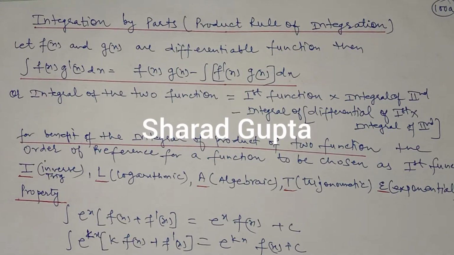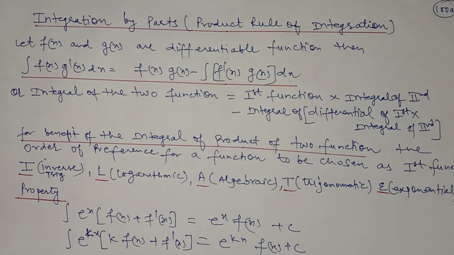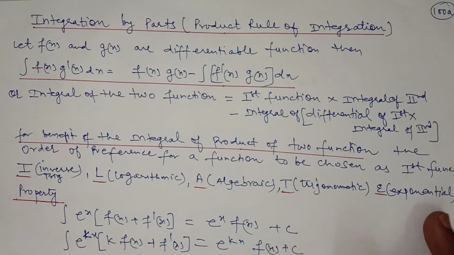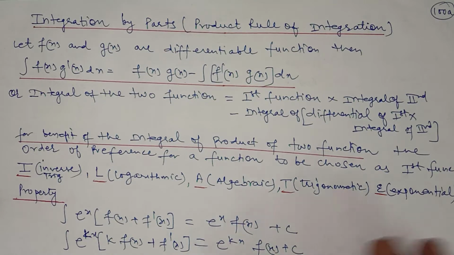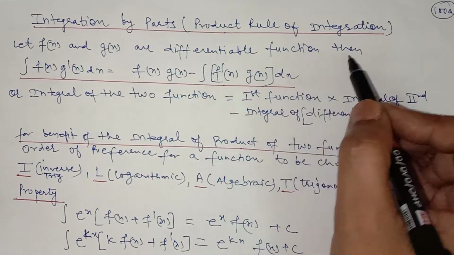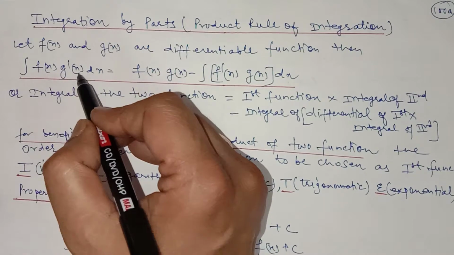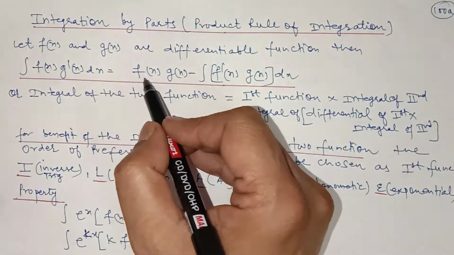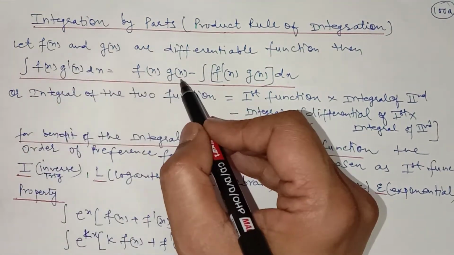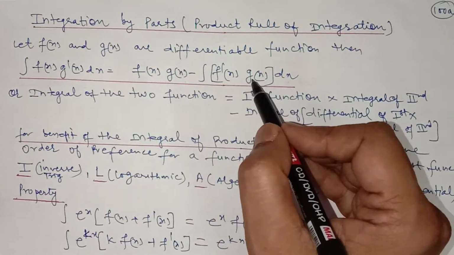Lecture number 13 for the chapter integration, and we are starting the topic of integration by parts, which is the product rule of integration. As you have done in case of the product rule of differentiation, the product rule of integration is known as integration by parts. So let f(x) and g(x) be two differentiable functions, then the integration of f(x) into g'(x) dx with respect to x will be equal to f(x) times the integration of this, which is g(x), minus the integral of the derivative of f(x) multiplied with g(x) with respect to x.